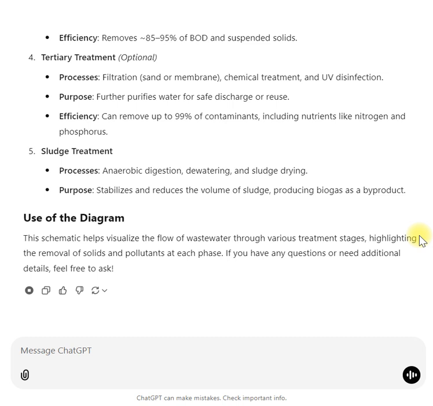Use of the diagram: this schematic helps visualize the flow of wastewater through various treatment stages, highlighting the removal of solids and pollutants at each phase. If you have any questions or need additional details, feel free to ask.